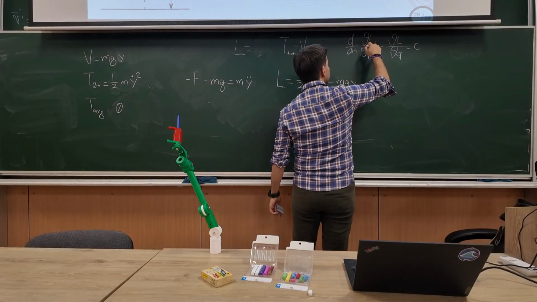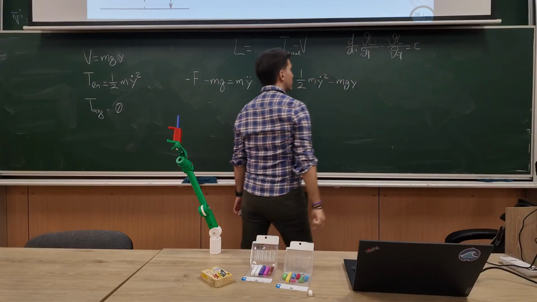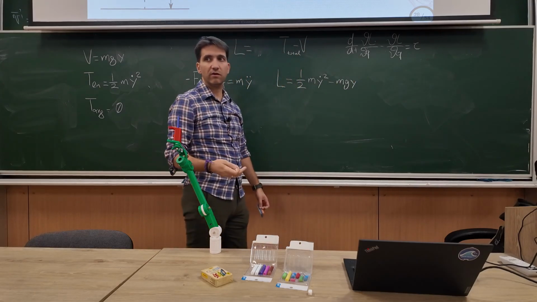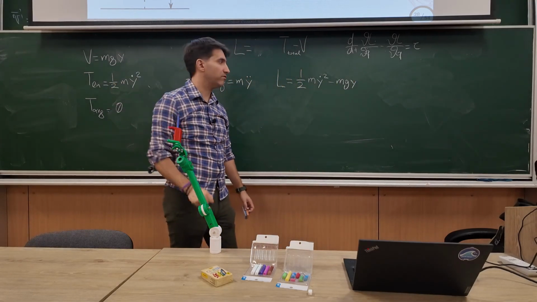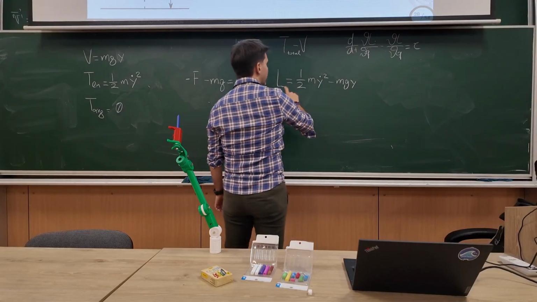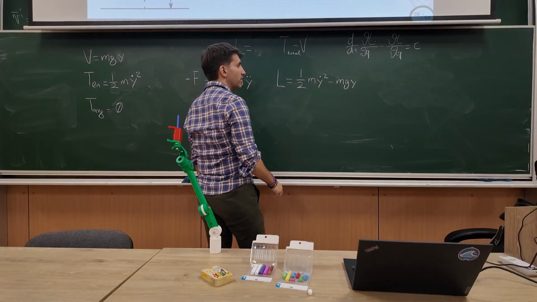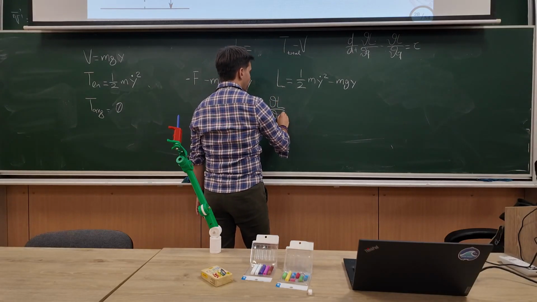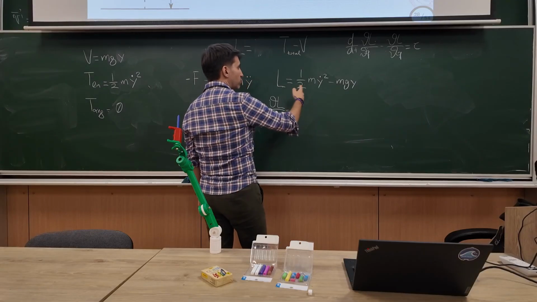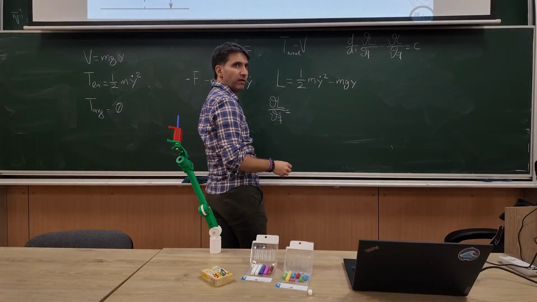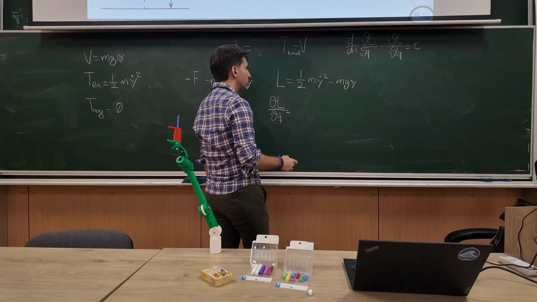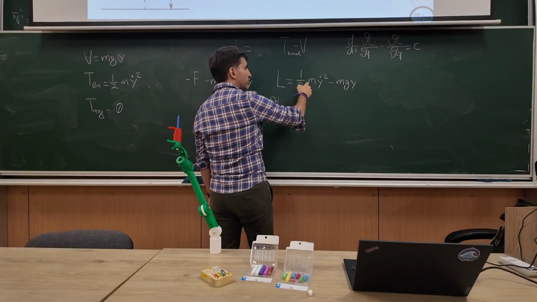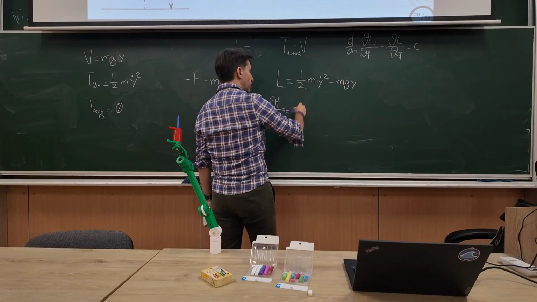Let's start with this part first. Derivative with respect to q dot, which in this case, my generalized coordinate will be y, because that's the only thing that varies. So the derivative of the Lagrangian with respect to y dot will be 2 times 1/2 m y dot, so m y dot.